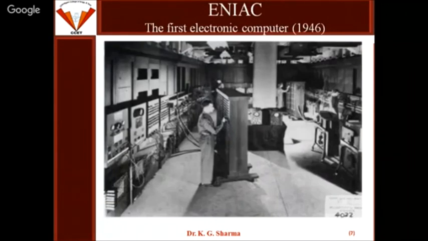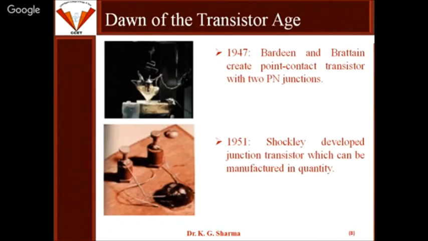Then in 1946, the first electronic computer came into existence, that is ENIAC. If we talk about the transistor age, the first point contact transistor was developed in 1947 by Bardeen and Brattain. They produced one point contact transistor using two PN junctions. In 1951, Shockley developed a junction transistor which can be manufactured in quantity nowadays.